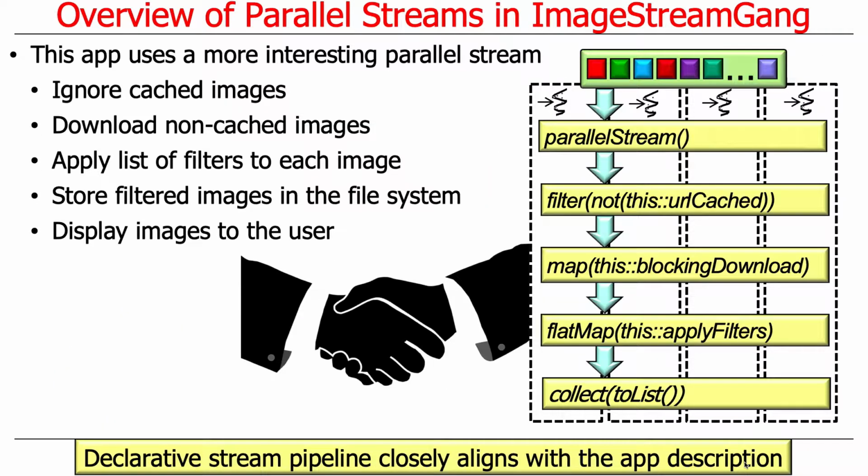And one of the things that's really neat about this is the pipeline we wrote to do this in parallel closely aligns with the description of the features or the functionality of the app. So that's what's called domain intent. So if you take a look at the description here: ignore cached images, download non-cached images, apply filters to each image, store the filters in the file system. Those things are pretty much one-to-one from the human-readable description on your left, and then the pipeline of processing on the right.